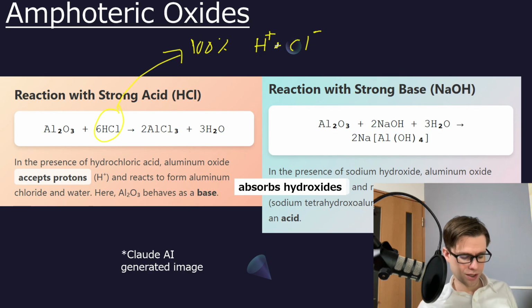But in this reaction here with Al2O3, the H+ gets kind of scooped up by the oxygens in Al2O3 and makes water. So it is a kind of neutralization. So in the presence of hydrochloric acid, aluminum oxide accepts protons, H+, and reacts to form aluminum chloride and water. So it is behaving as a base when near a strong acid.